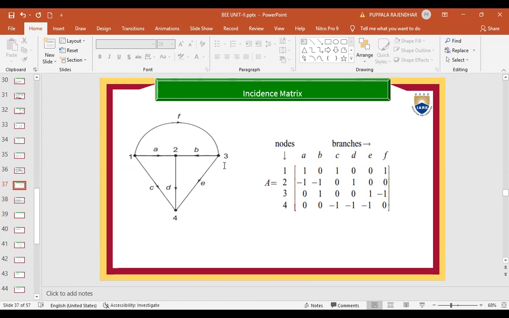మీరు ఓన్గా ట్రై చేయండి. Form the instance matrix for this graph. Rows లో branches, columns లో nodes.